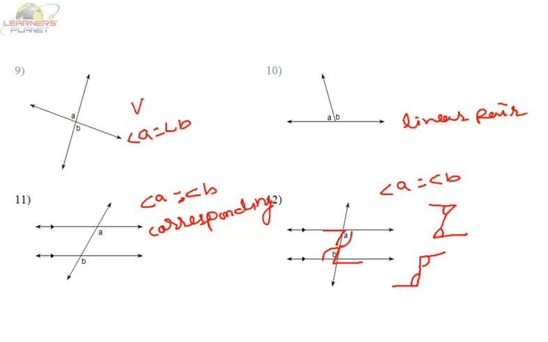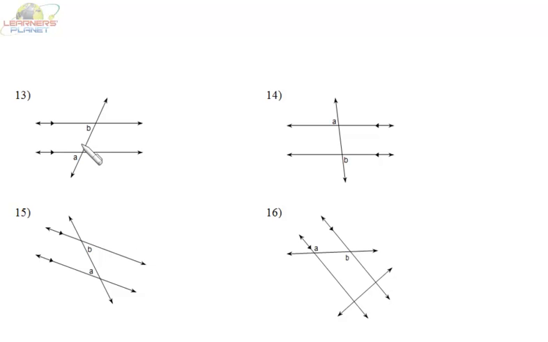In this particular case both of them are lying in the interior of the lines, so we call them alternate interior angles. Now in this case angle A and angle B, both of them are lying on the same side of the parallel lines. That means both of them are below the parallel lines. So angle A will be equal to angle B and they will be corresponding angles.